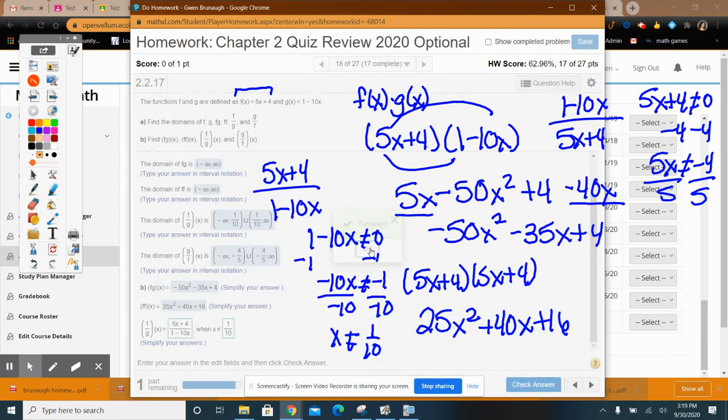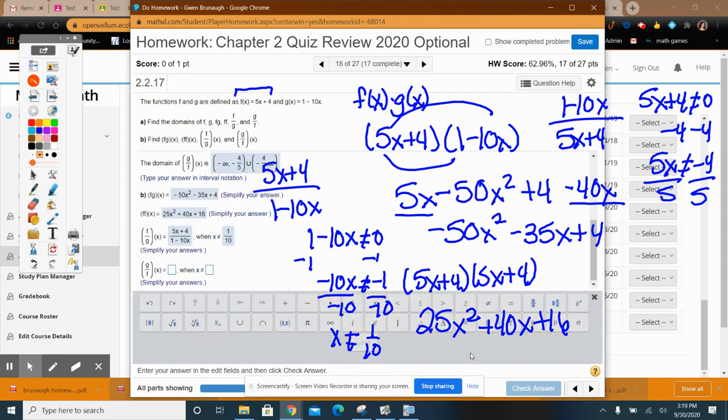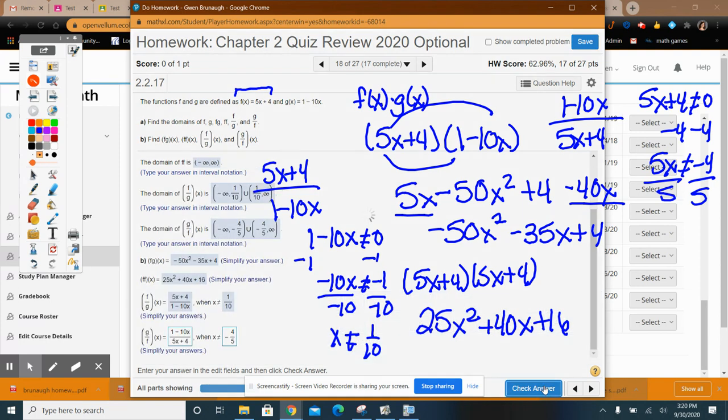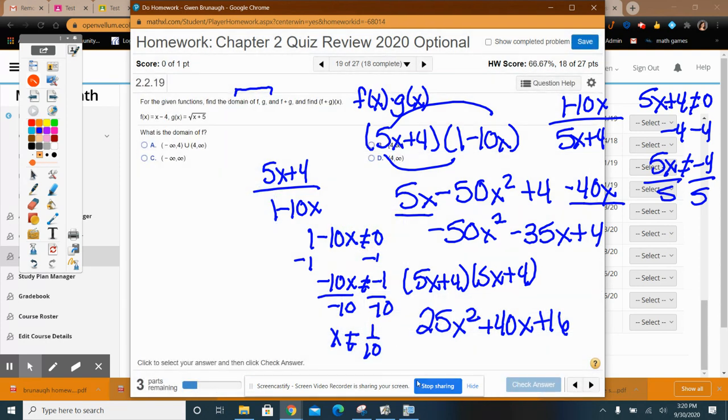And the last one, you just flip that guy on its head. 1 minus 10x on top. On bottom is 5x plus 4. And this time it can't be the -4/5. Okay, that is a doozy, but you can get it. And it kind of sucks to type it in, to be quite honest. This would be better done on paper, but at least now you can kind of look at your notes.